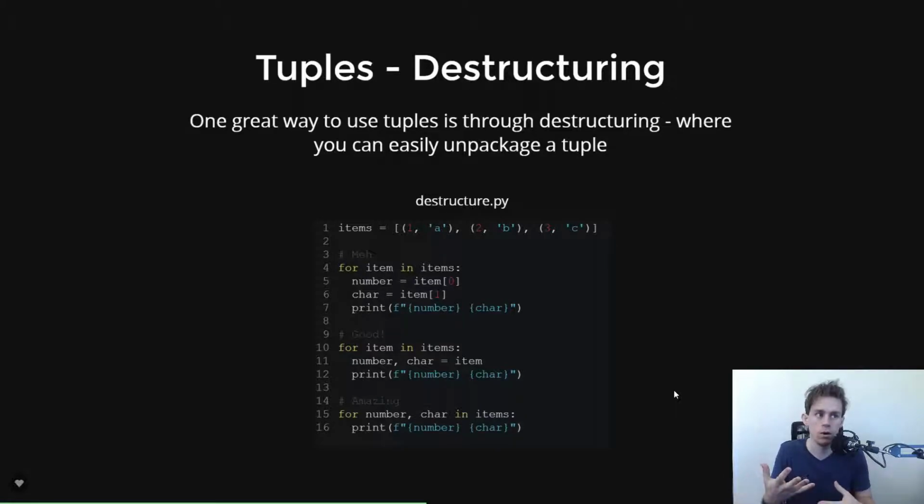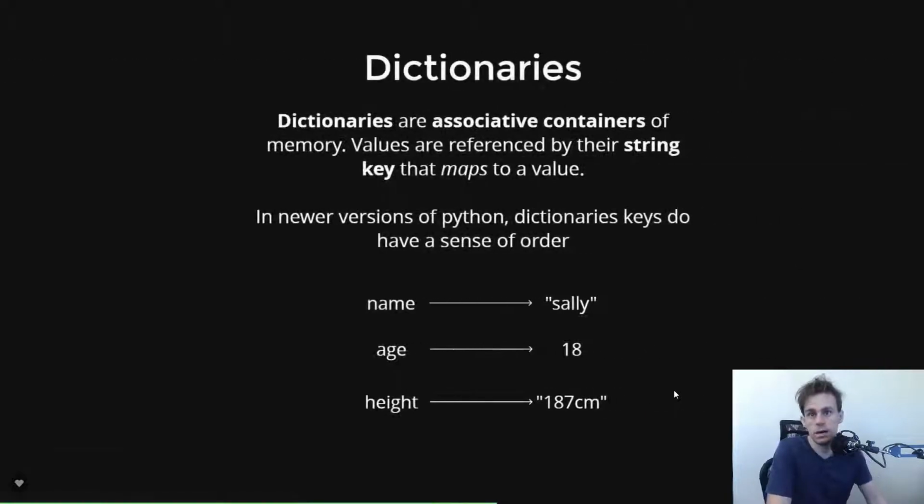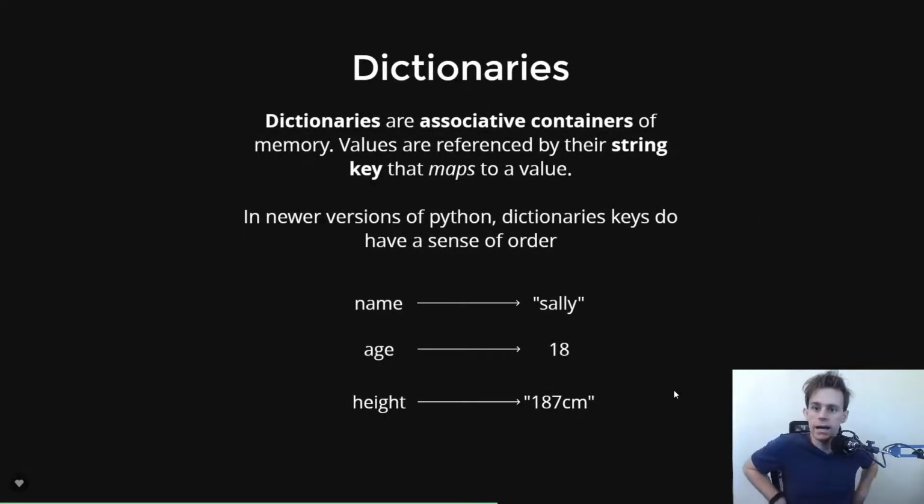So destructuring, while it's not restricted to tuples, is kind of where you tend to use it, from my experience. Okay, the third and probably the most important part of this lecture is dictionaries. Dictionaries are what we refer to as associative containers, as opposed to sequential containers or collections.